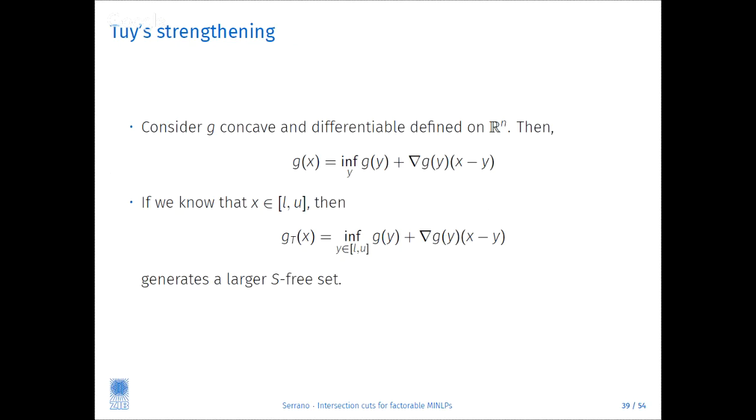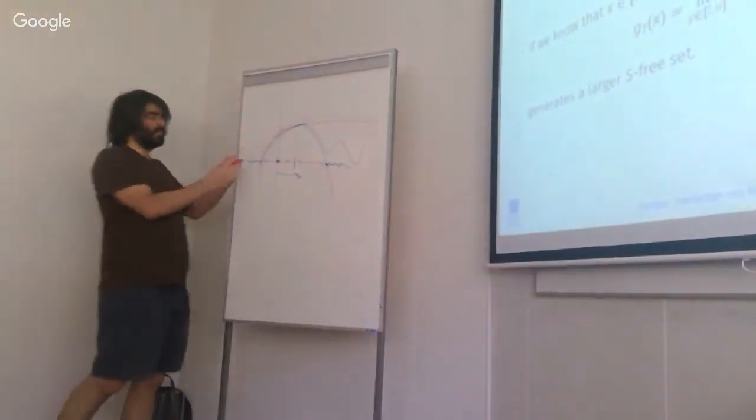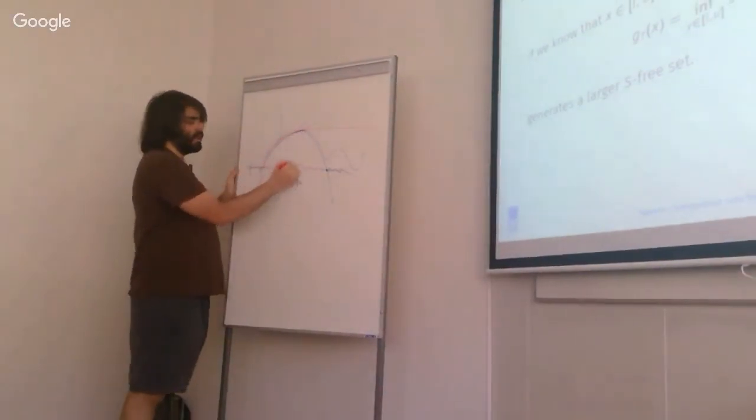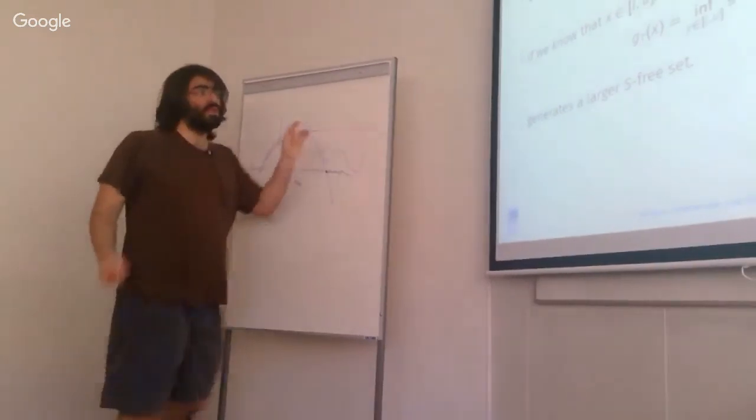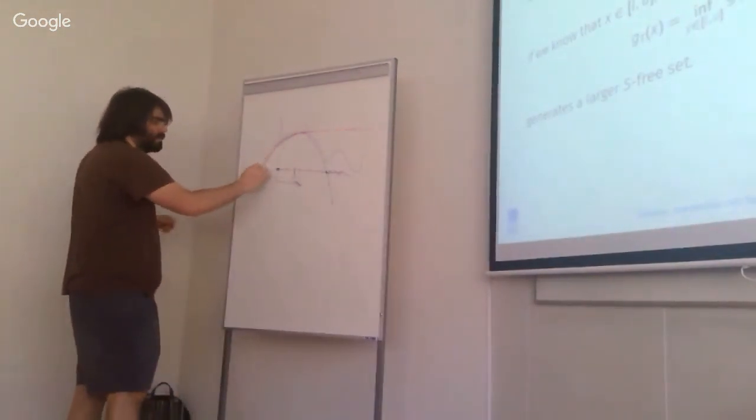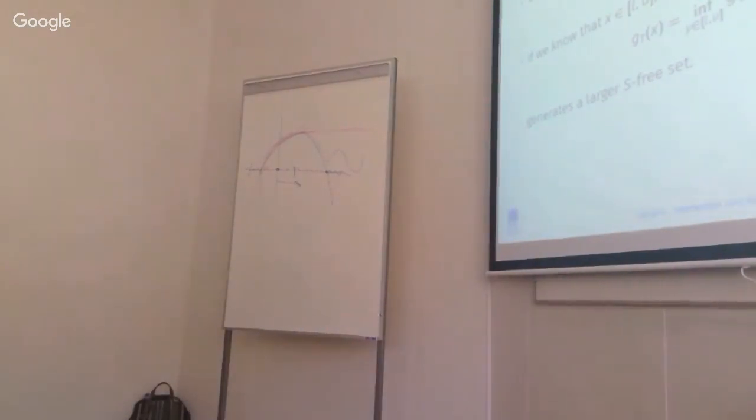But the idea is, we know that if a function is concave and differentiable, we can write it as the minimum of linear functions, namely its linearization at each point. If we do have bounds, we only need to compute the linearizations inside the domain. So you have all these linearizations of the function. The minimum of them is the function itself. But if we compute the linearizations only in the domain, it will stop here. We will get this last linearization. So the Tuy strengthening would be described by the red one here. This is already a strengthening.